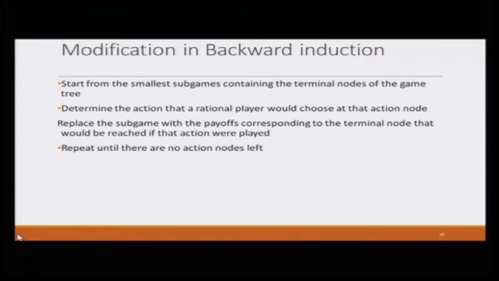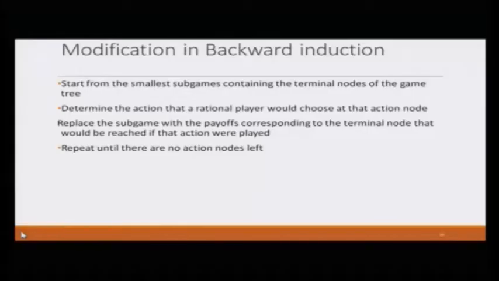Remember what happens when we have the smallest subgame with the terminal nodes? In most cases, there is no strategic interaction left. A player decides and the game ends. So, the player can very easily decide. Now, of course, we have to determine the action that a rational player would choose at that action node just before the terminal node. Replace the subgame with the payoff corresponding to the terminal node that would be reached if the action were played, and repeat until there are no actions left.